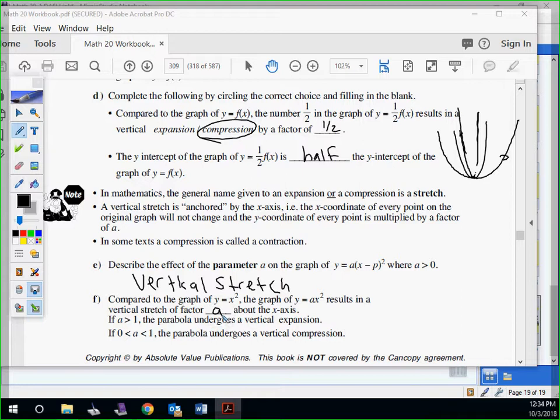If you get good with this stuff, it's really going to help you. Like I said, Unit 2, Math 30. We just took a test on that today. Horizontal stretch gets tricky, but we're not doing that.